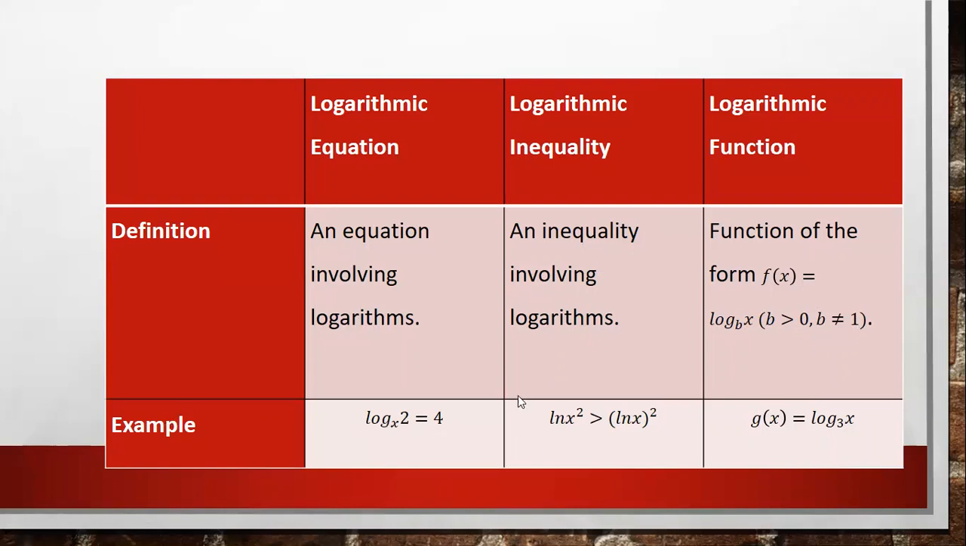Okay, now, let's see the examples of how the three are different. So if you have a logarithmic equation, you have this form. If it is an inequality, of course, the sign we use is greater than, less than, greater than or equal to, or less than or equal to. And then if you have a logarithmic function, of course, if it is a function, it should always start with g of x or f of x or h of x, depending. But all of these forms involve logarithms.